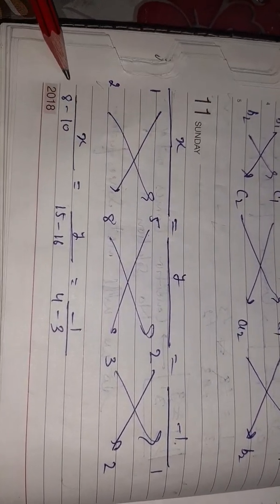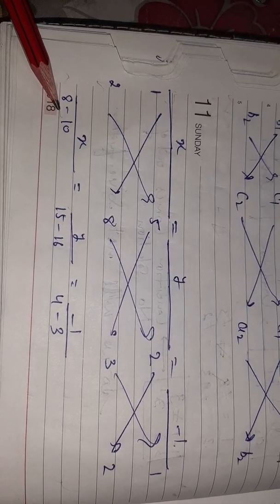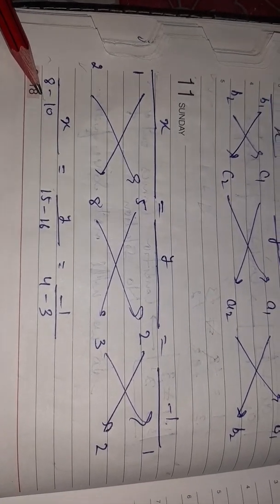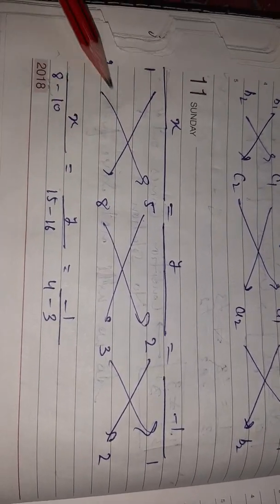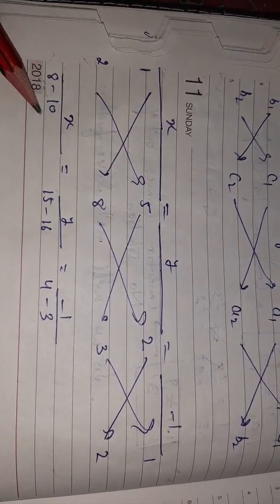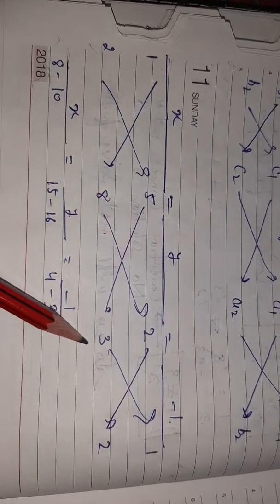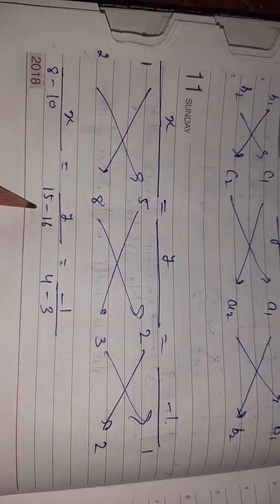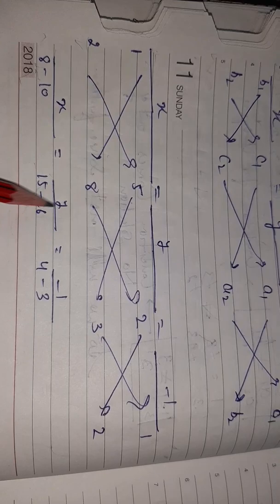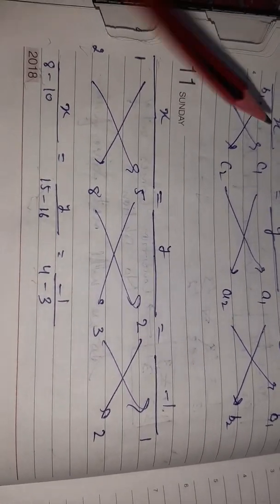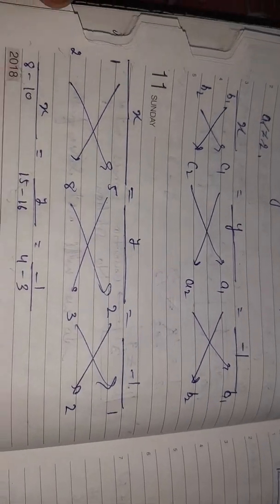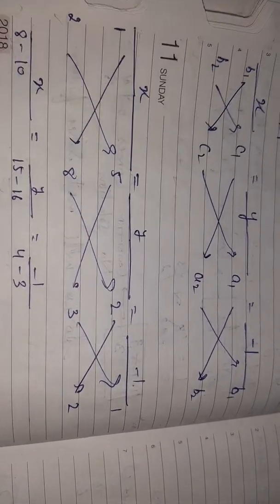1 times 8 is 8. We have to put a negative sign in between. This is the formula. This is the procedure. 1 into 2, 1 into 8: 8, 2, 8, 5 twos are 10, minus 10. For y: 5 threes are 15, 8 twos are 16. Between them minus sign. 2 twos are 4, 1 three is 3. Between them minus sign. Look at it very carefully. One of the easiest methods after elimination.